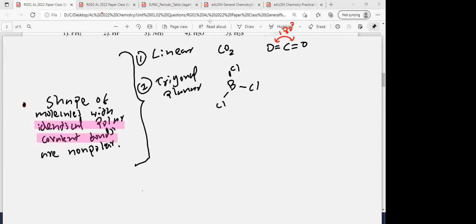But the shape also will affect. Here the shape matters, how they are arranged. CO2 also has identical polar covalent bonds. In BCl3, all three bonds are identical, but because of the geometry, the shape also affects the polarity. BCl3 has 120 degree angles, so the resultant will be 0. If there are three forces like this, the resultant force will be 0. Then the dipole moment will be 0. Right. Then next one.